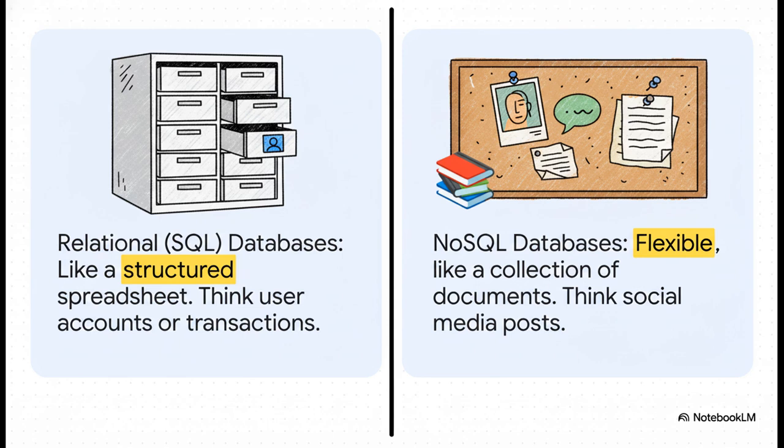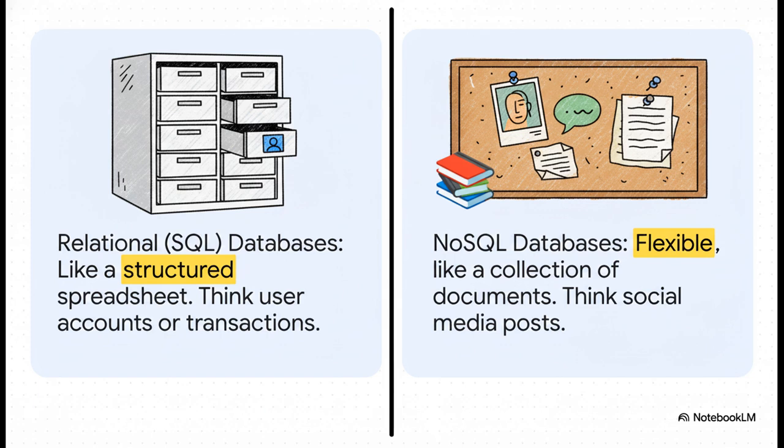You can think of them as having two main flavors. First, you have relational, or SQL databases. These are like perfectly organized spreadsheets with really strict rows and columns, perfect for things like user accounts or financial transactions. Then you have NoSQL databases. These are way more flexible, kind of like a digital corkboard where you can pin up a bunch of different documents.